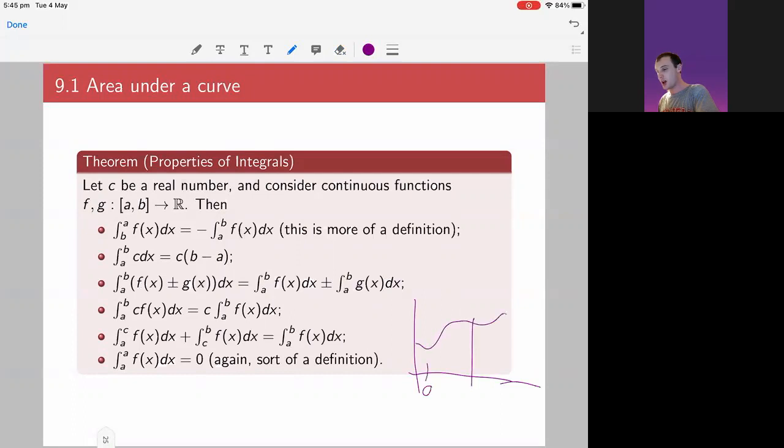if you've got your function from a up to b, and this is your point, and this is your point here, there's no area there. A single line does not have any area, and so that's why we really think we have to define the integral of f of x dx from a up to a to be equal to 0.